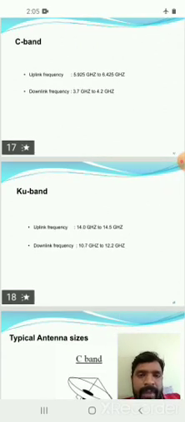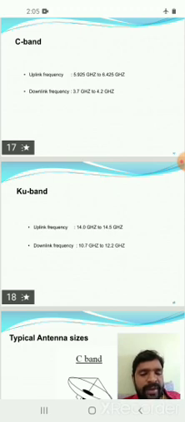So for C-band, the uplink frequency range is 5.925 GHz to 6.425 GHz, approximately taken as 6 GHz. Here, the downlink frequency range is 3.7 GHz to 4.2 GHz, approximately taken as 4 GHz. So the C-band uplink frequency is 6 GHz and the downlink frequency is 4 GHz.